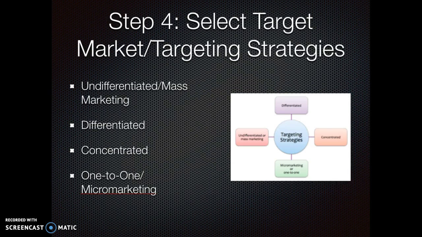Step 4 is to select a target market and implement a targeting strategy. There are 4 types of marketing strategies, which are undifferentiated or mass marketing, differentiated, concentrated, and one-to-one or micro-marketing.